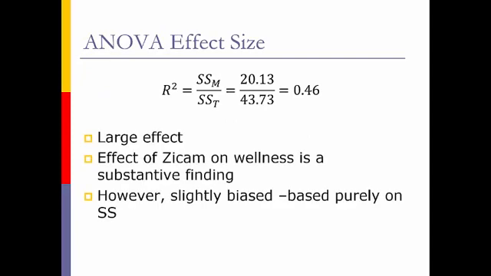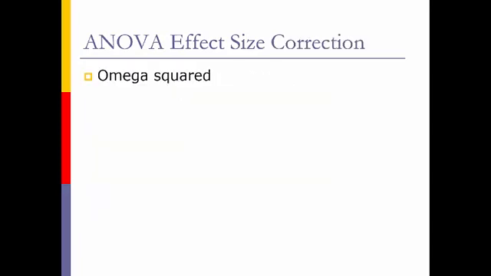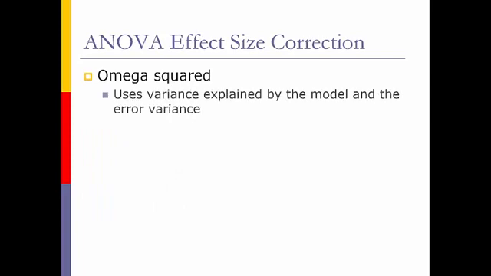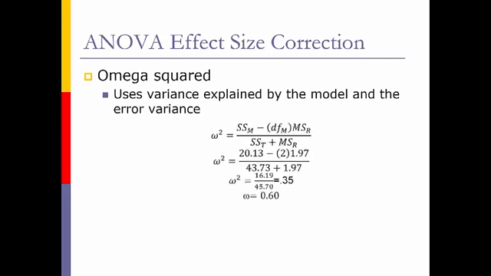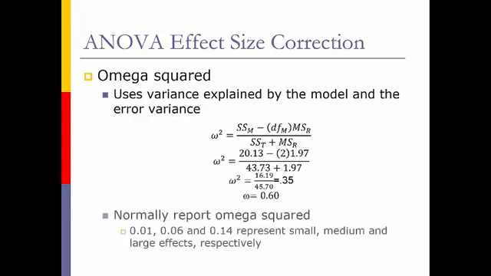Now the next piece, we can look at the effect size in general. So our model sum of squares divided by our total sum of squares says that's a decent large effect. So the effect of Zicam on wellness is substantial. However, we do have a problem with this because it's just really based upon the sum of squares. It's better to look at something that deals with more of the mean sum of squares. So we have this new element for the ANOVA called the omega squared, and it's calculated as such. And we normally report the omega squared and not the omega, and that omega squared of 0.35 is a large effect.